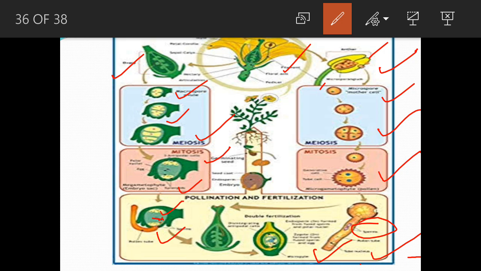By the process of pollination, the male gametophyte will reach the stigma of the ovary. It will pass from the stigma to the style. The pollen tube will pass and reach the ovule by entry through the micropylar end in the ovule.